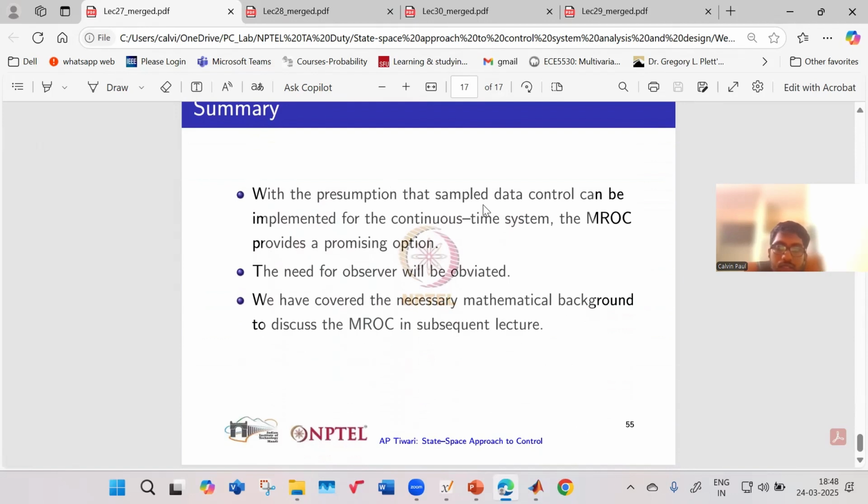So here we have shown that sampled data control can be implemented for a consistent system, and the multiple rate output controller is a promising option. And we don't need an observer. We don't need a dynamical system for an observer. Okay. And now we will see more details on MROC in the next lecture.